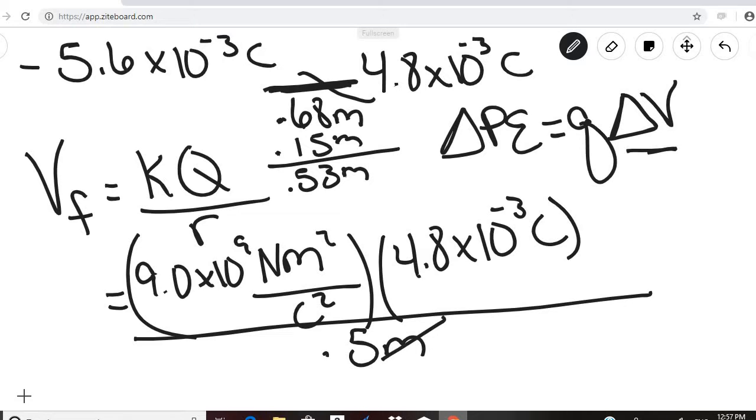Okay, so one of these meters will cancel, the coulombs cancel, Newton meters over Coulomb, which is a volt. And what we get for the final then is 8.2 times 10 to the 7 volts.